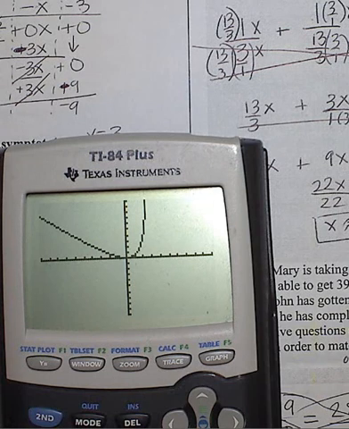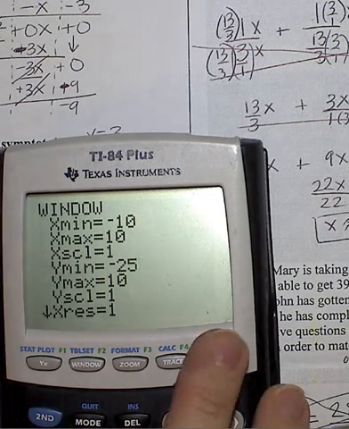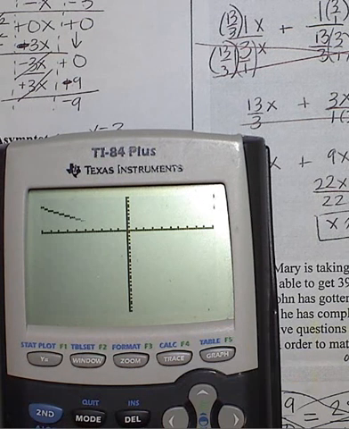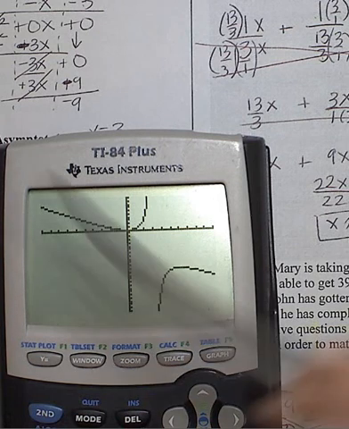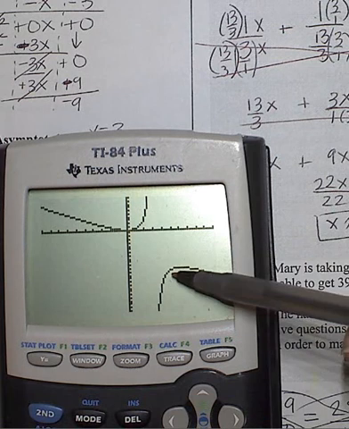Okay, we're going to extend this window. So let's go to window. We need to go down a little further. So let's go to y minimum, and let's go down to negative 25. Let's see if we can see it now. Okay, so in this position, it's a low part of this part of the graph. You're going to find the minimum, and here you're going to find the maximum.